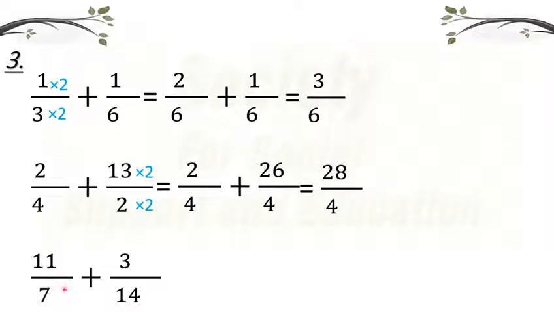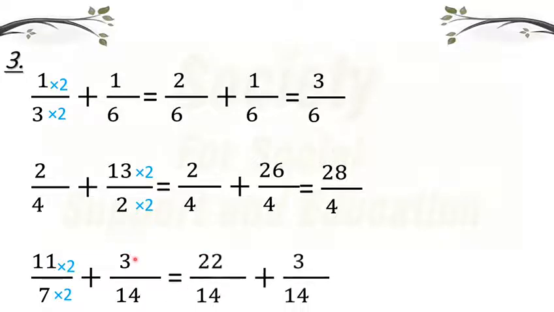Now 11 over 7 plus 3 over 14. Also, I have different denominators and I have to reduce to a common denominator. Is there any number I multiply it by 7 and gives me 14? Yes, 7 times 2. When I multiply down by 2, I have to multiply also up by 2. Now the new fraction is 11 times 2 equal to 22 and 7 times 2 equal to 14. And keep this one the same, 3 over 14.